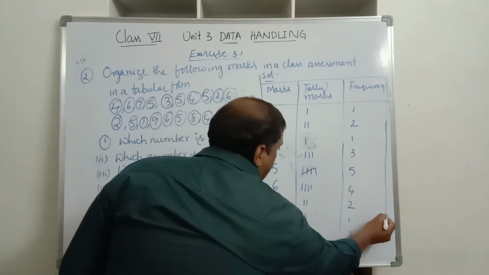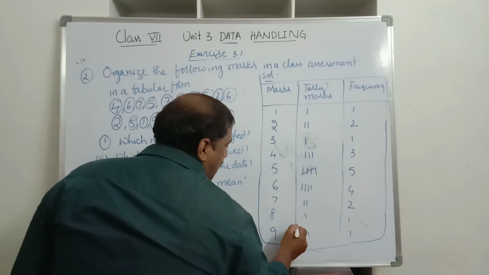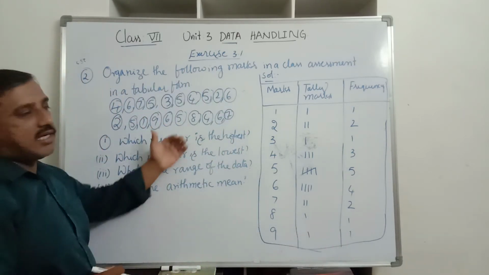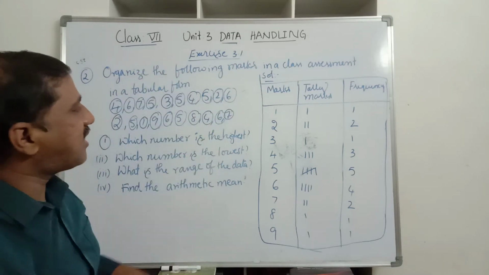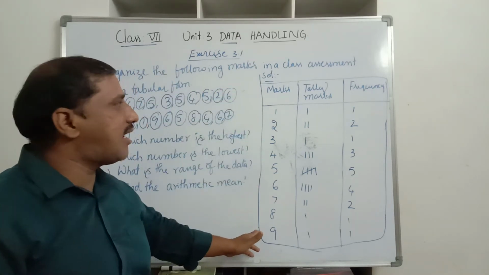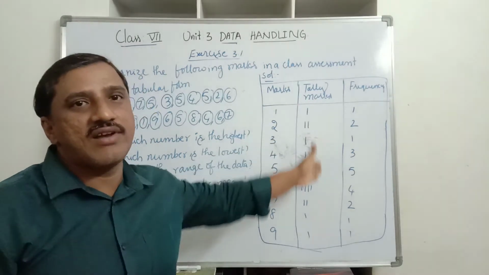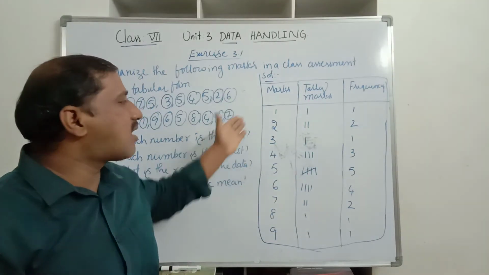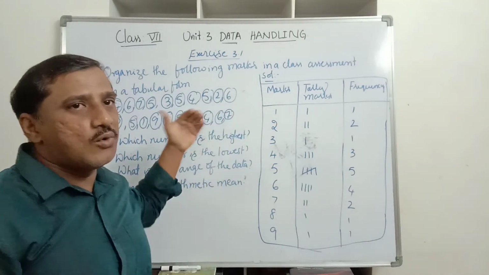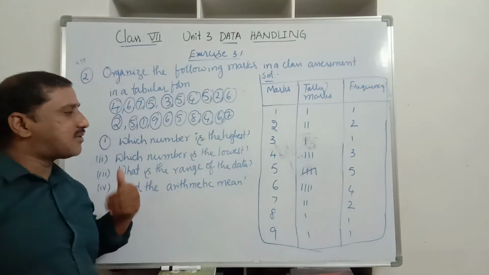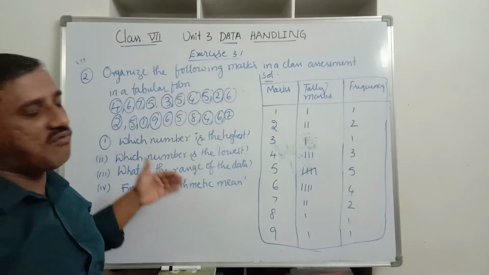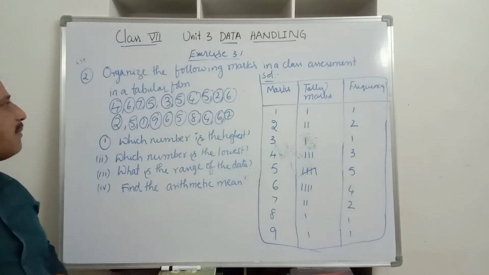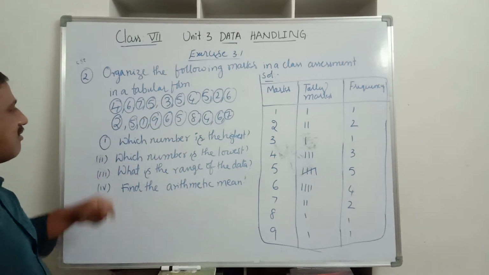Like this, we represent the data in the form of a table. This table is known as a frequency table. We use marks, how many marks are allotted to the children, and tally marks, and frequency. Frequency represents the number of children who scored 1 mark, 2 marks, 3 marks, 4 marks, 5 marks. So this is the tabular form. Now based on this, we will solve the questions.